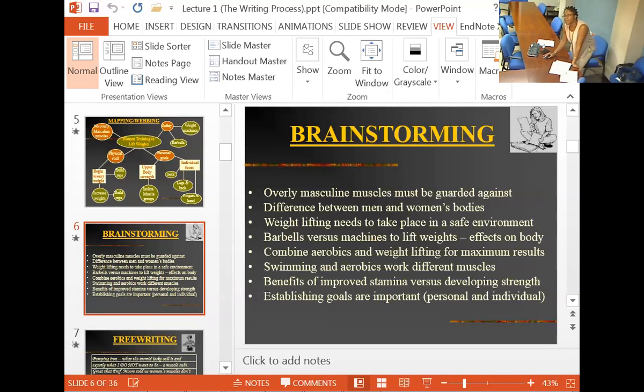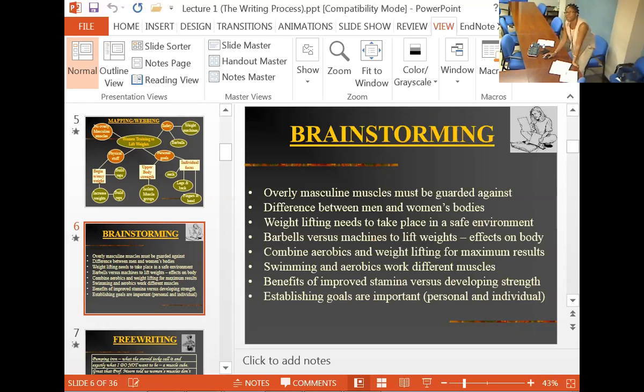But some of the ideas for our brainstorming session could include any or all of these. So opening, masculine muscles must be guarded against. Once you, as a female, once somebody mentions weight, that's perhaps one of the first things that comes to mind, right? And I need to consider the difference between men and women's bodies, and how lifting weight is going to impact on that, or how it is relevant.